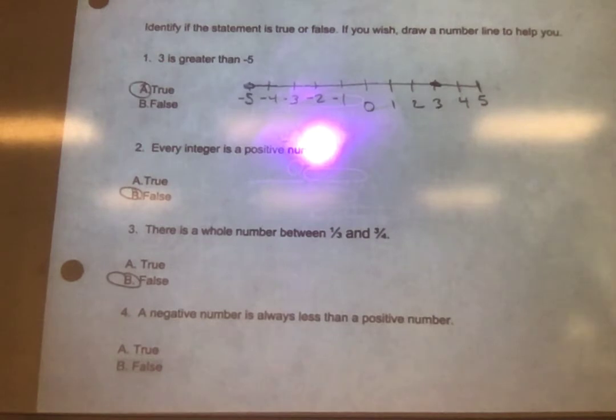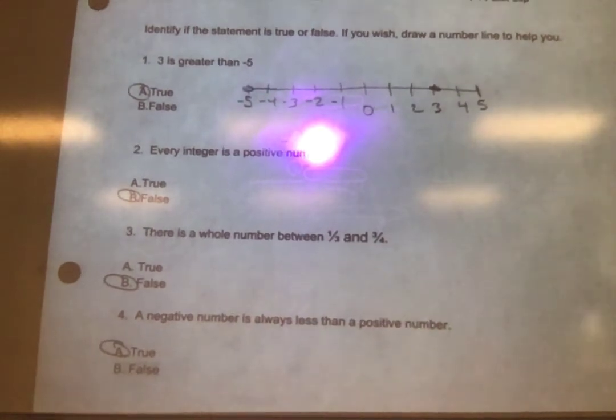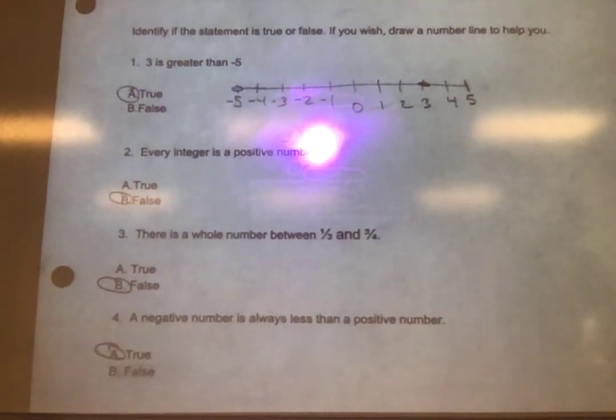Number 4, a negative number is always less than a positive number. Again, a lot of us probably don't need a number line here. We know negatives are less. So again, that would be true. A negative number is always less than a positive number. If you're thinking of money, if we owe someone money, we're in the negative. We don't have money, we owe. We're in debt. Whereas when you're in the positive, then you have money, and obviously that's more than owing somebody money, which would be negative.